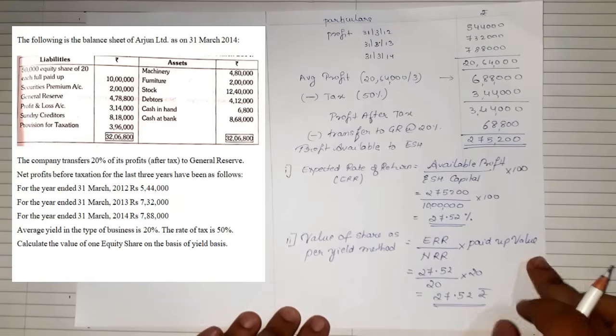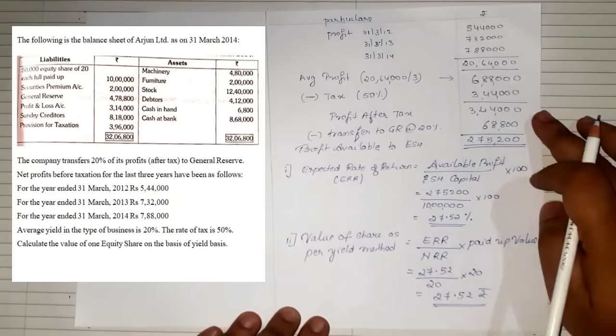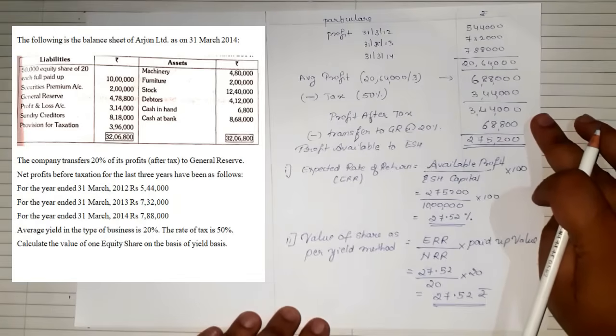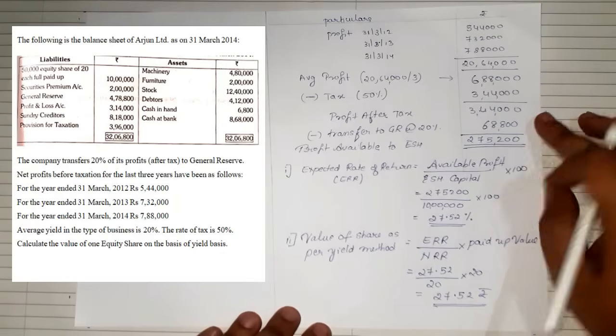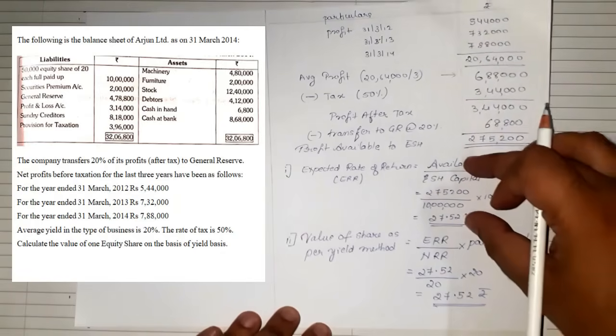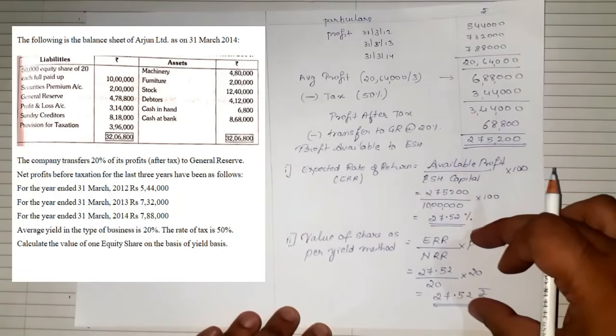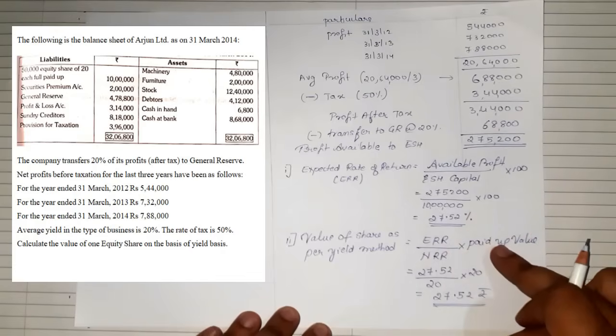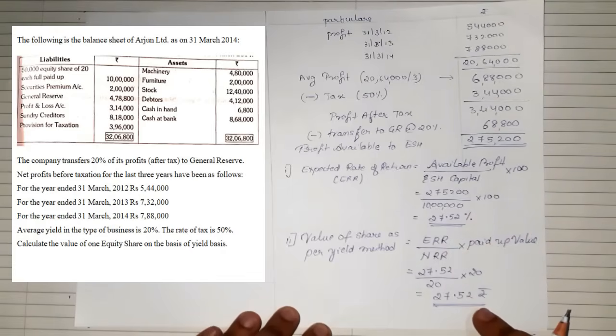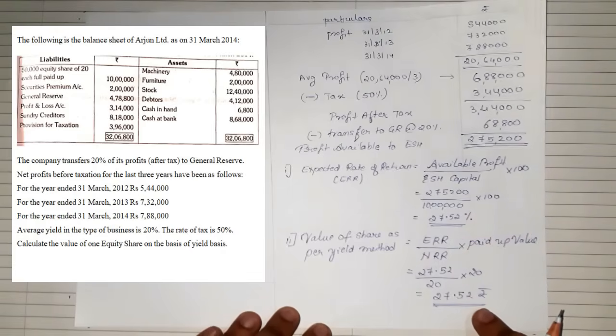Okay, so this is how you all need to solve the sum when they ask you to find the value of share as per yield method or earning capacity method. You need to first find the available profit, find the ERR. Once you get that, we apply it into the main formula, ERR upon NRR into paid up value, and you will get the value of share as per yield method.